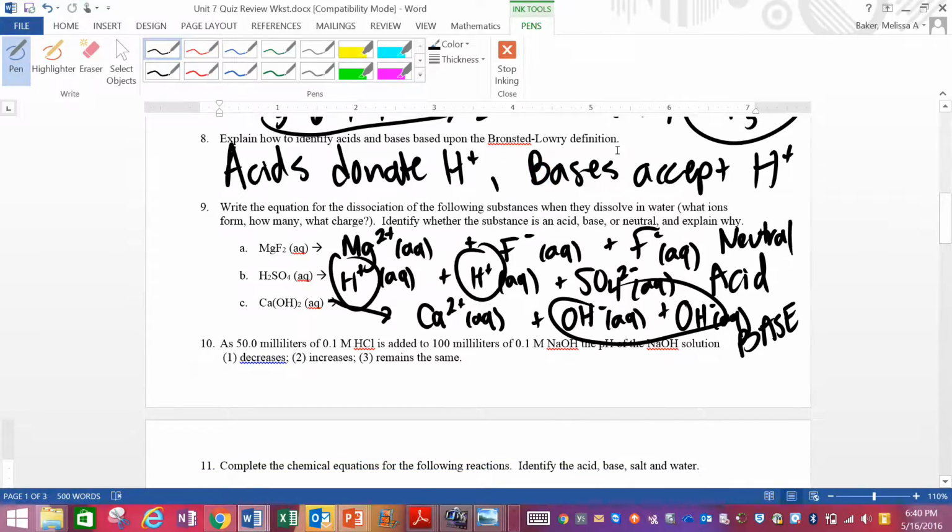Alright, as 50 milliliters of a 0.1 molar HCl is added to 100 milliliters of a 0.1 molar NaOH, the pH of the NaOH is going to what? Well, since NaOH is a strong base, let's say the pH starts at 14. As you add an acid to it, it's going to decrease until it gets to 0. It's going to become less basic and more acidic.